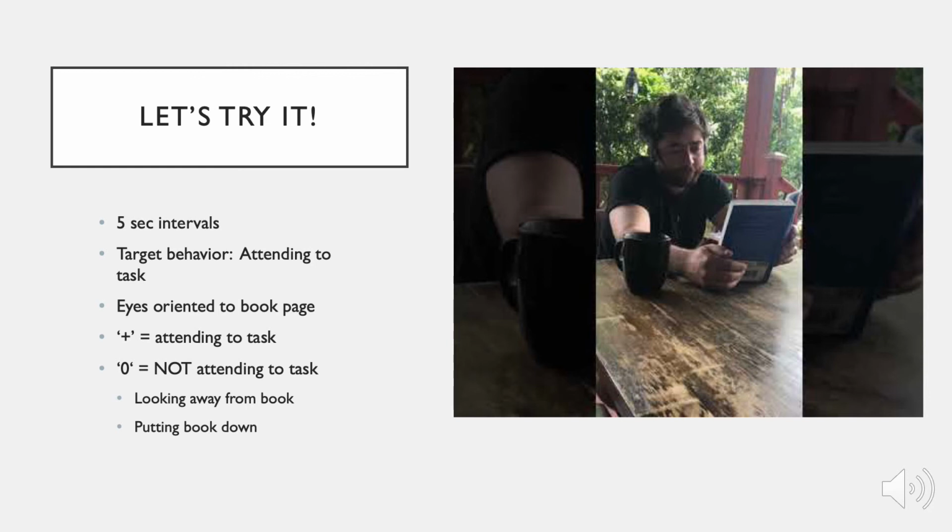So let's keep in mind that momentary time sampling is used to decrease behavior. So in this instance, what we want to increase is attending to a task, and what we want to see decrease is the time they're spending not attending to the task.